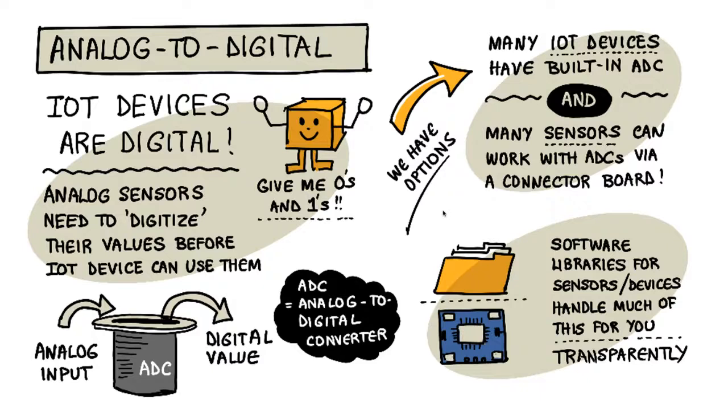And that's done with an ADC, an analog to digital converter. Analog input goes into the ADC and you get a digital value come out. A lot of IoT devices will have a built-in ADC, and some sensors work with the ADC on the IoT device, or some have their own built-in. And a lot of this is handled via libraries for you, so you don't have to do anything. You just literally read the value, and you will get the number coming back.